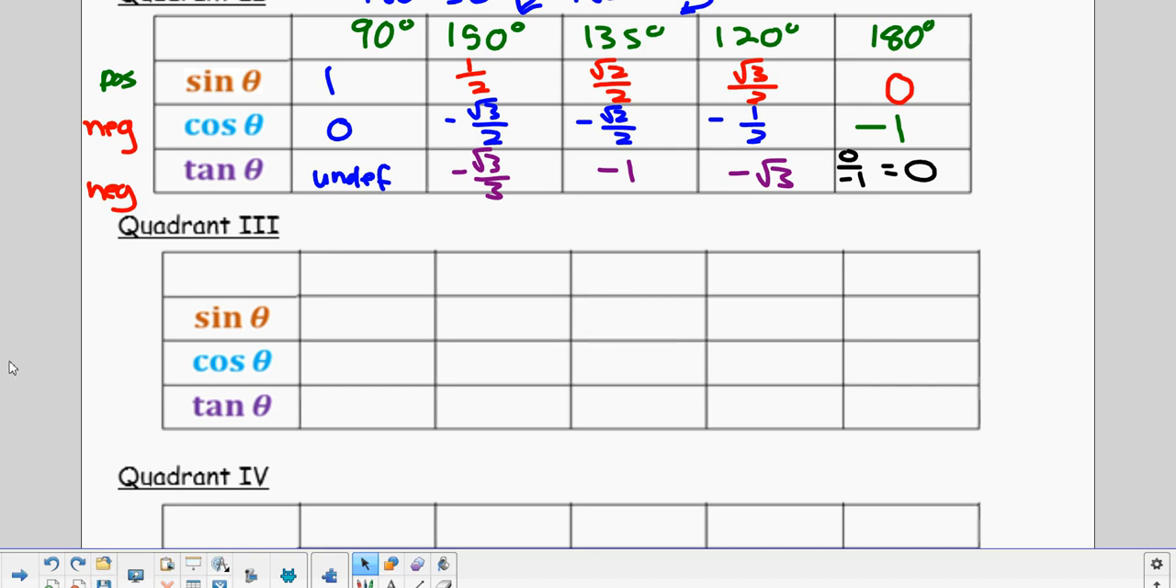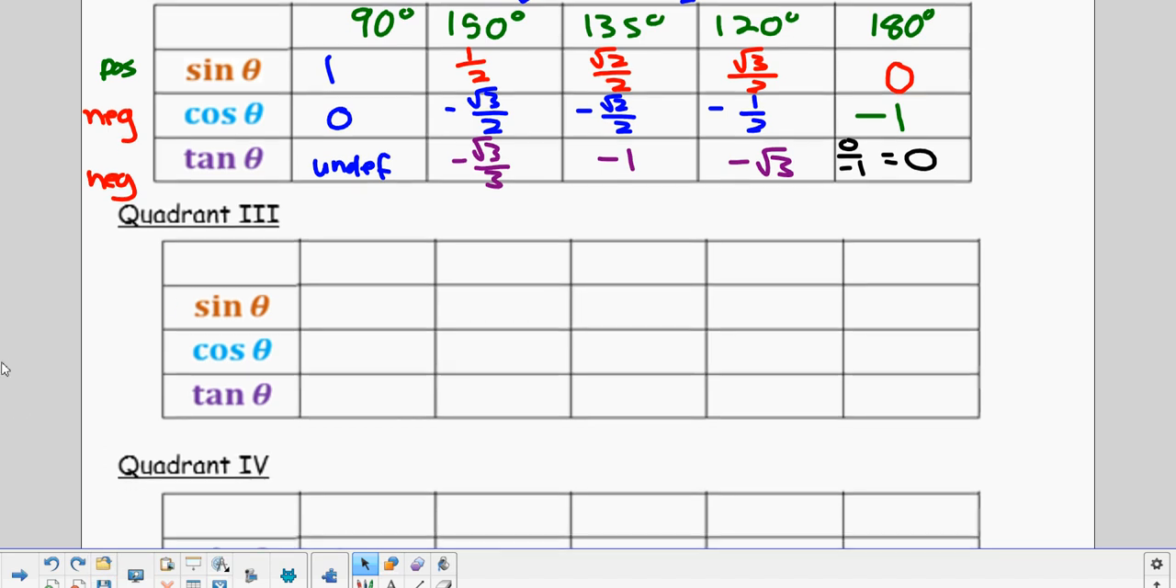And now quadrant 3, you could start off. Is sine positive or negative? Negative. What about cos theta? That is too, isn't it? And tan theta? You've got a negative divided by a negative. It can be helpful, if you want to, to put in 180. 180's been done though, so follow that one down.